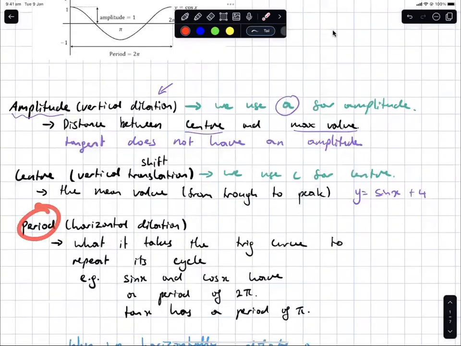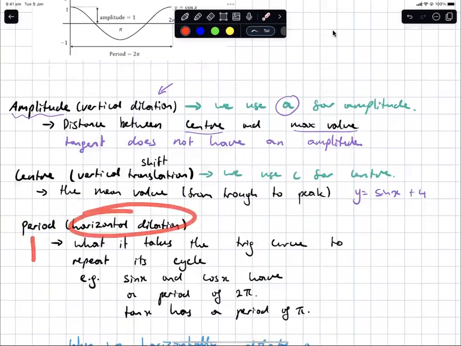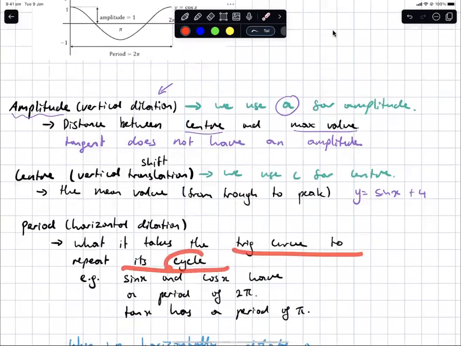Finally, the period is affected by the horizontal dilation, because essentially that's going to determine how many times our function is going to go up and down inside of a certain domain. But essentially, it's the length of time that it takes the trig curve to repeat its cycle. Okay, so sine x and cos x, as we've discussed before, have a period of 2 pi. However, tan, the curve, repeats every pi. So its period is half of that of sine and cos.